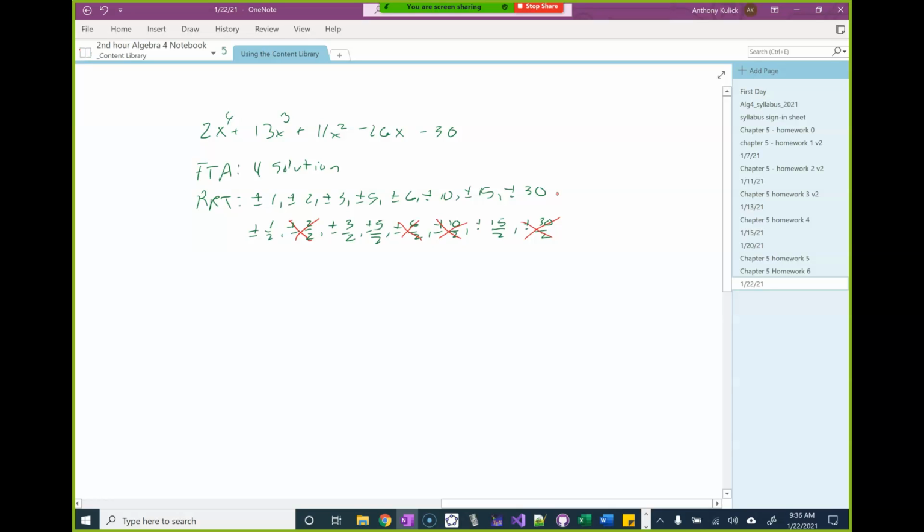If you didn't cross them out, it's no penalty though, right? Like no harm, no foul kind of thing.